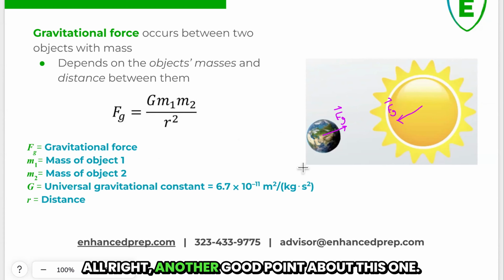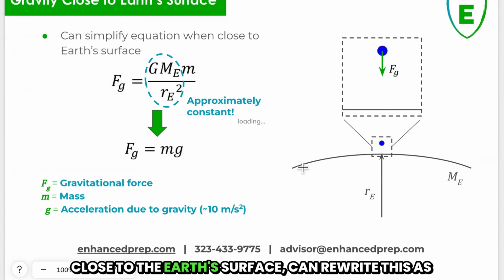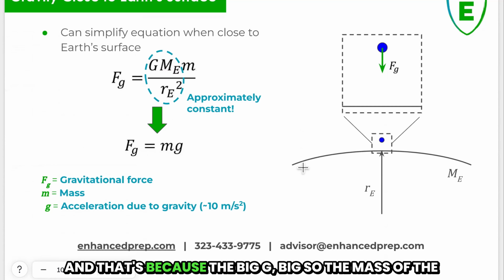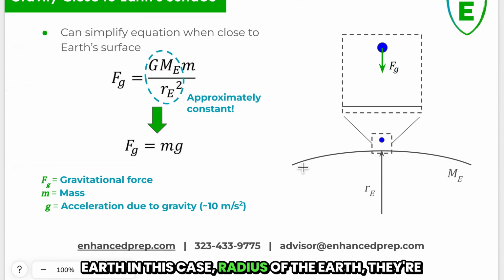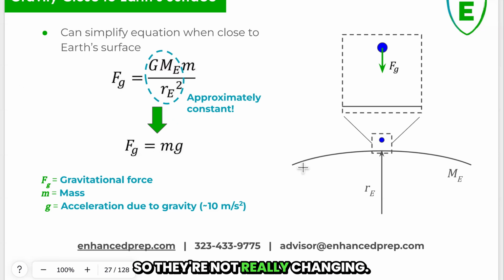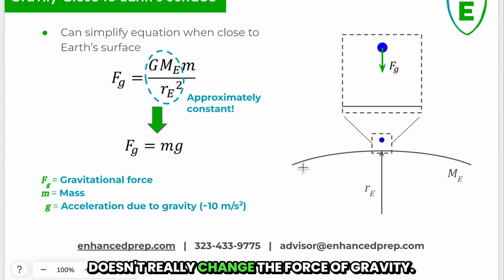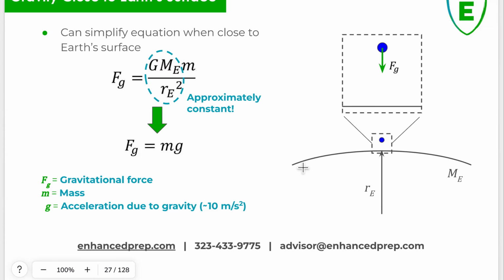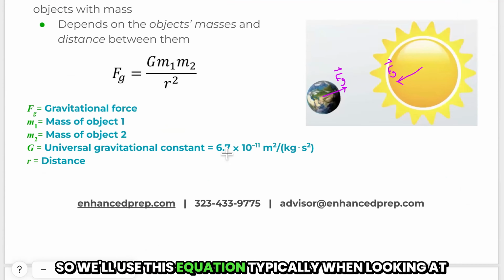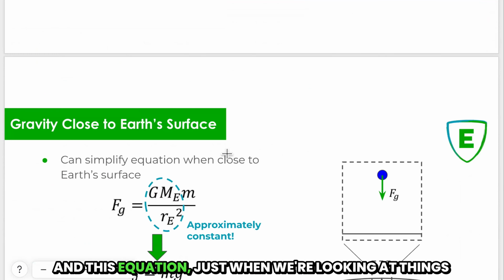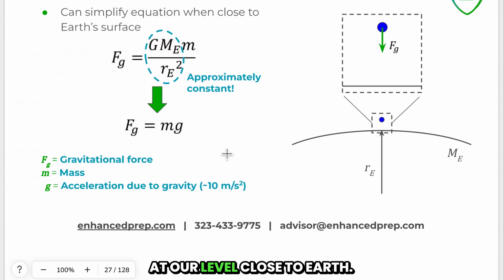All right. Another good point about this one: close to the Earth's surface, we can rewrite this as just mg. That's because the big G, big M, the mass of the Earth in this case, and the radius of the Earth are approximately constant along that surface. So they're not really changing. Even if they do, it's by such a small amount that it doesn't really change the force of gravity. So we'll use this equation typically when looking at objects in space, and this equation when we're looking at things at our level, close to Earth.